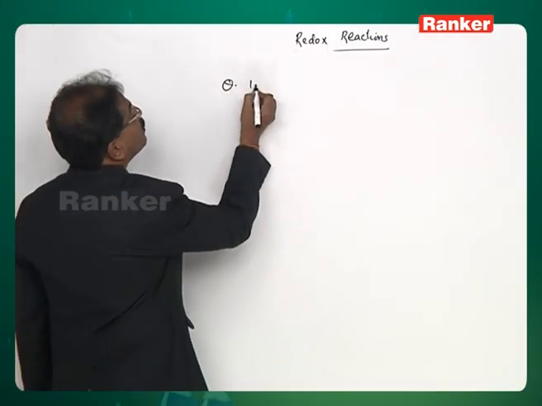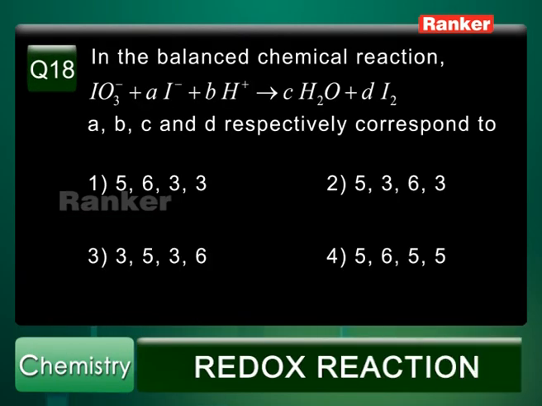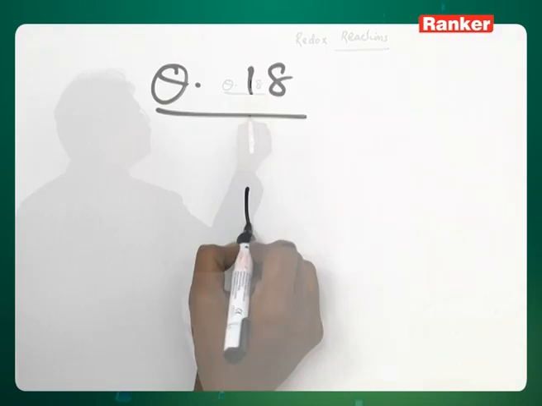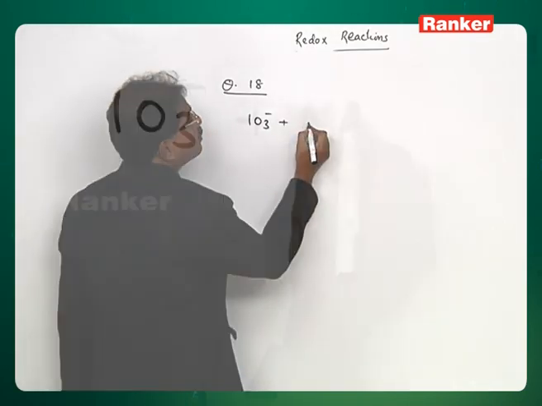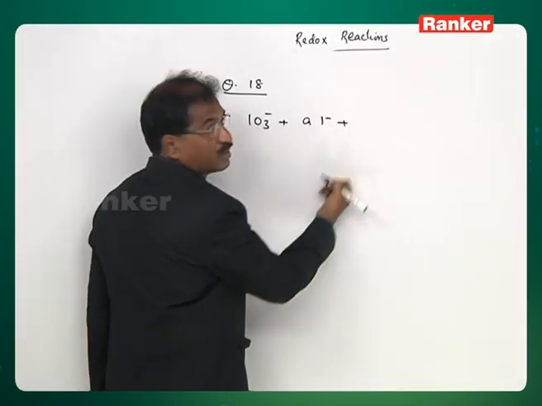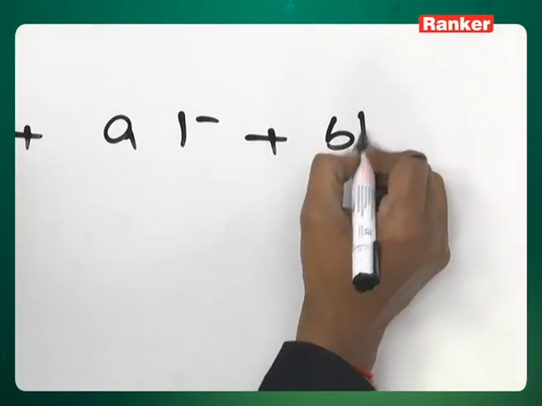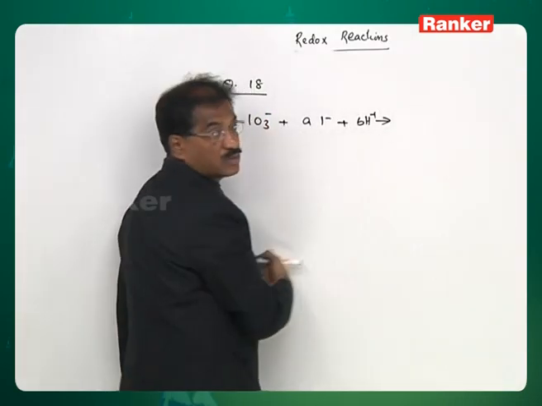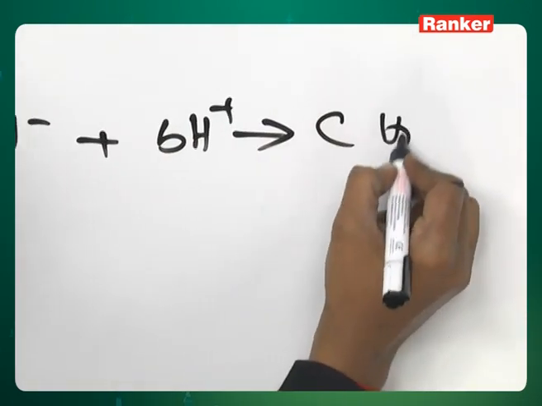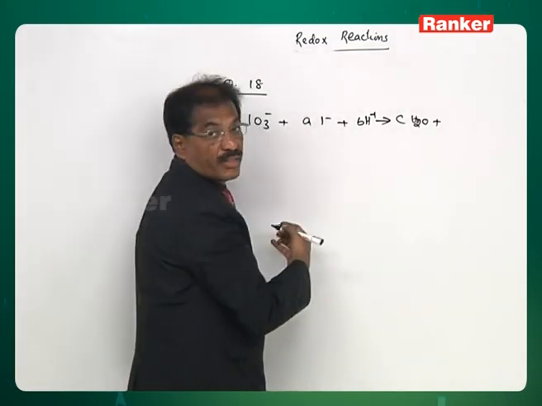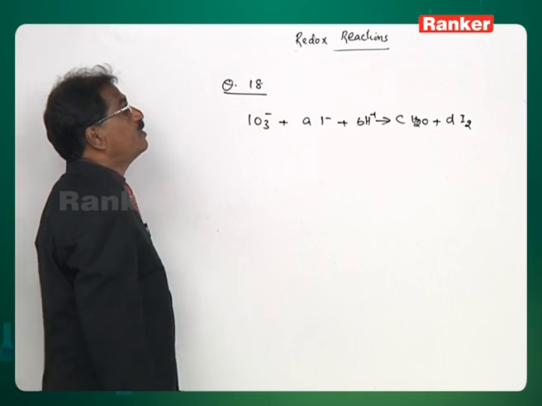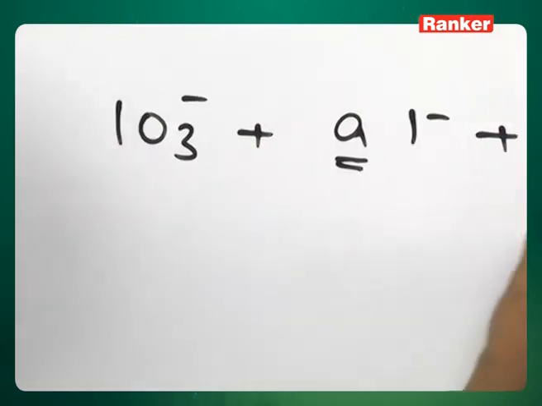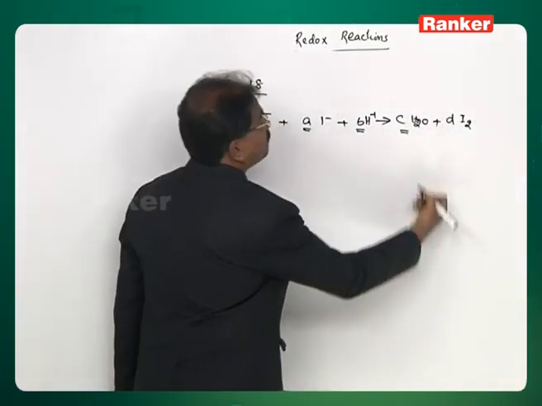Question number 18. In the balanced equation, we have to identify the stoichiometric coefficients. The equation given in the problem is A I minus plus B H plus gives C I2 plus D H2O. So now we have to identify the value of A, the value of B and the value of C.